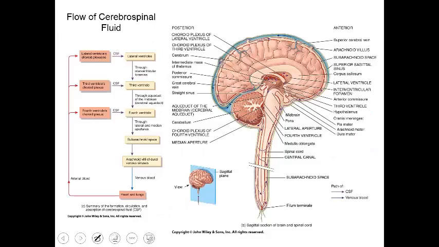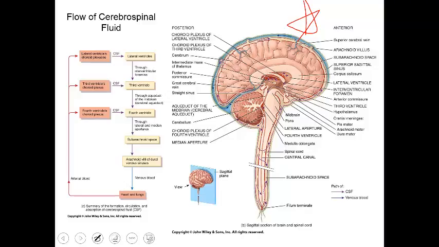So put a star mark next to this image. This is an important image, especially the flow chart. Not the image in general, because the image is a little bit overwhelming, but the flow chart. So here's the flow chart that shows you the direction of flow of the cerebrospinal fluid.